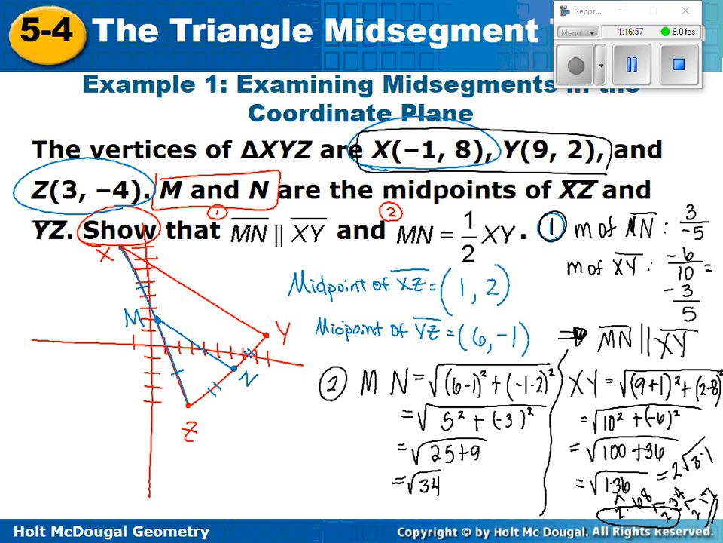The last thing I expect to see on your paper is where you show that that is half the length. So you're going to write MN is equal to half of XY, and then plug it in. What did we get for MN? The square root of 34, and that's supposed to equal half of, what did we get for XY? 2 square roots of 34, and what's half of 2? 1, so we get the square root of 34 equals the square root of 34.